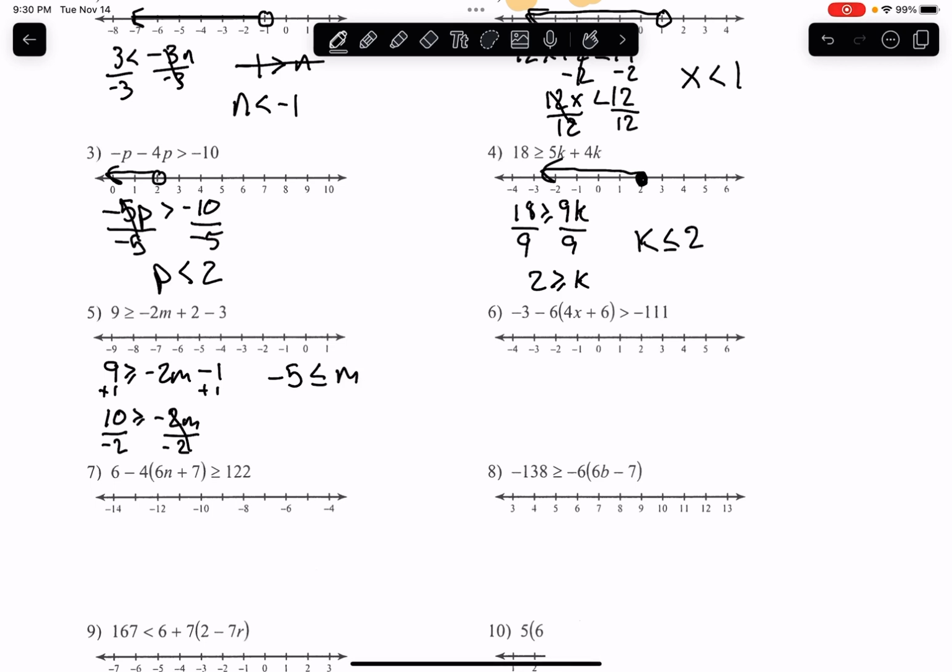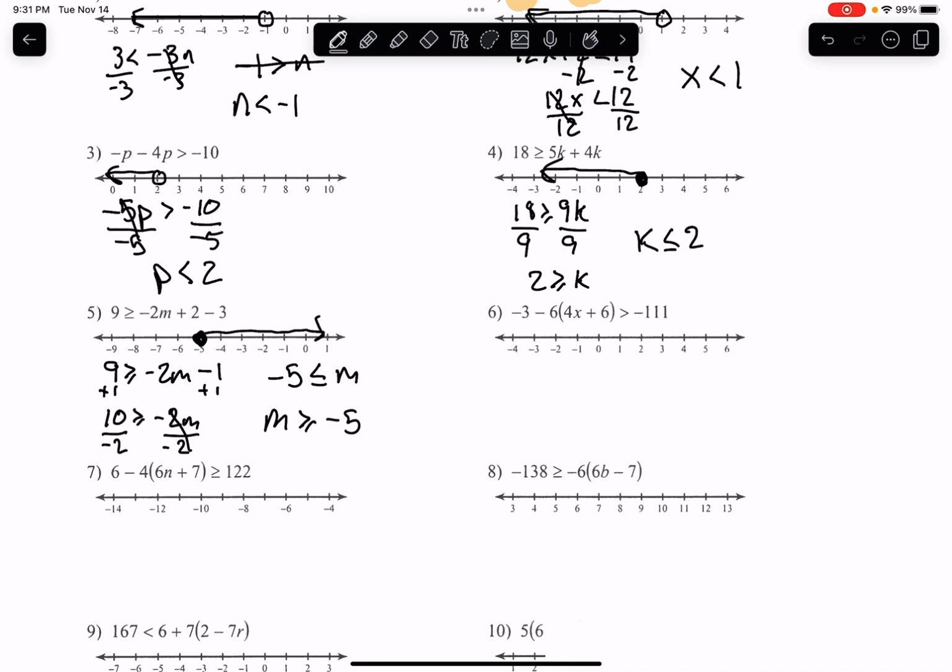We want to flip this around to use our arrow trick. So m is greater than or equal to -5. And since our variable's out front, we can point our graph arrow the same way our inequality arrow is pointing. So closed circle at -5, and we want everything bigger than -5 there.